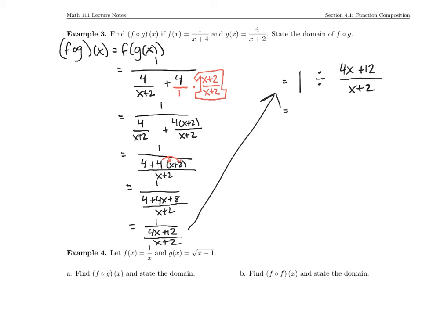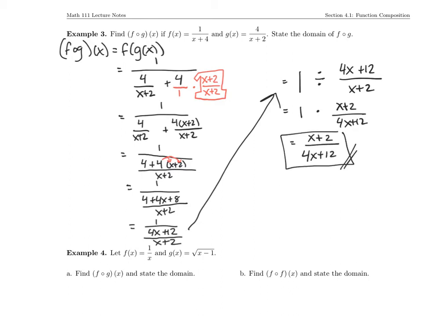So this becomes 1 times x plus 2 over 4x plus 12. And 1 times anything is just itself. So we are actually left with x plus 2 over 4x plus 12. Yay! So it took a little bit of work, but we were in fact able to simplify this. But this wasn't the only question asked.